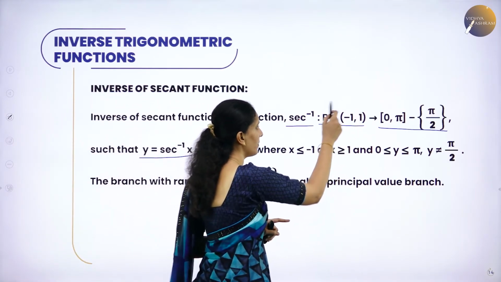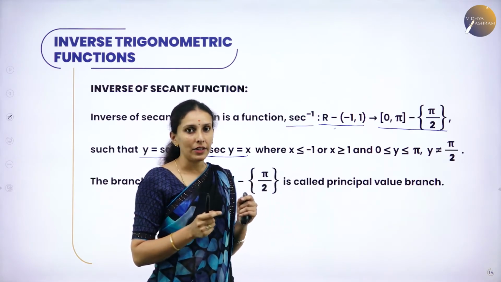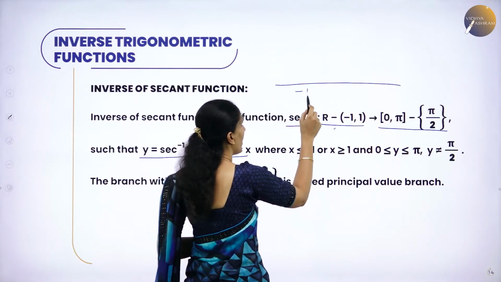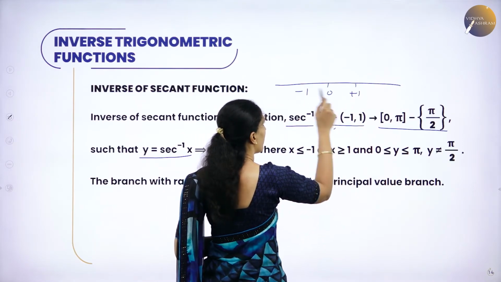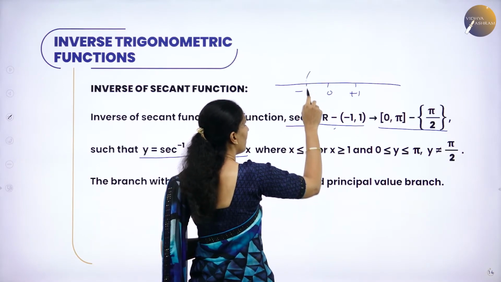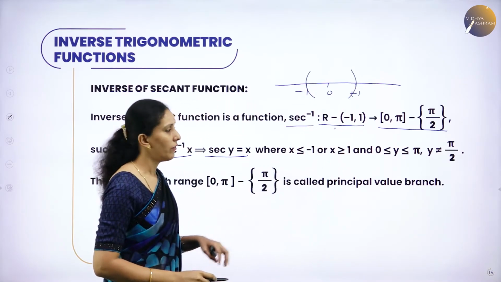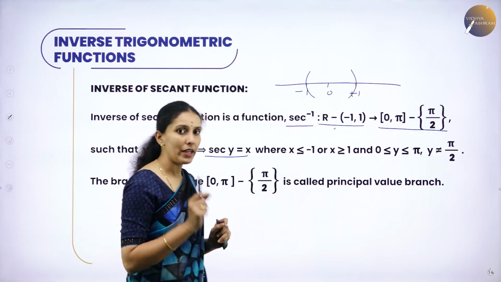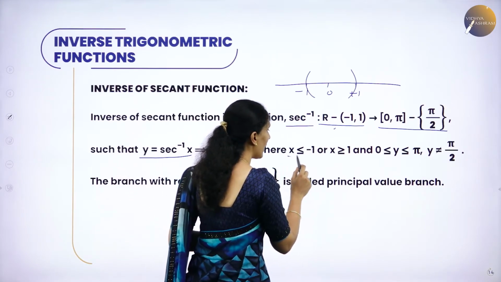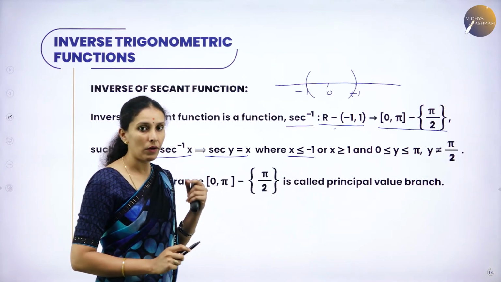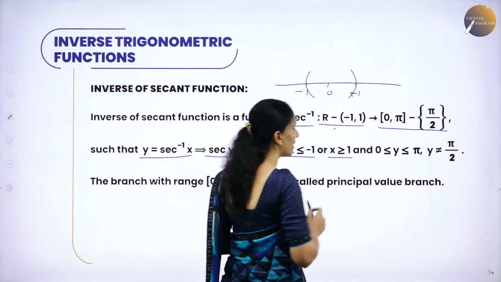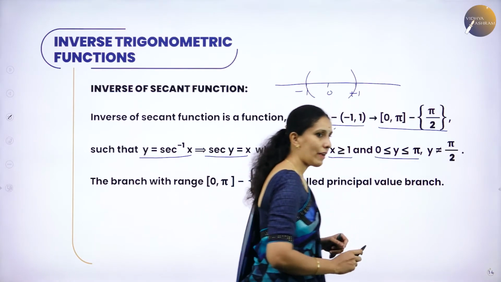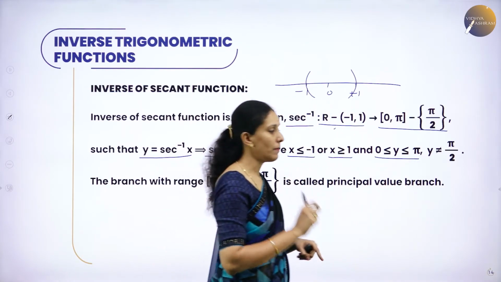Now, what does this mean? R cannot take the values between minus 1 to 1. So if this is the real number line, we have minus 1, 0, plus 1, and you cannot take the values between these. Therefore you can take values less than minus 1 and greater than 1. That is why the domain element has a condition: it can have the values x less than or equal to minus 1 or x greater than or equal to 1. And similarly here y can have all the values from 0 to pi except pi by 2.